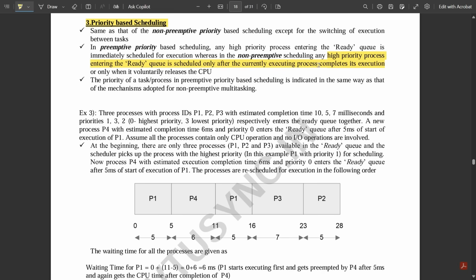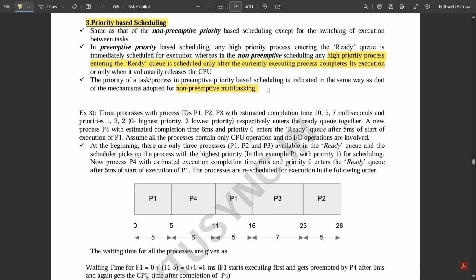So in priority based scheduling, they would give you a priority, and based on the priority it should execute the complete process. After that, only the next part of the scheduling is done. That is one important difference to note in this priority scheduling. It completes its execution or only stops when it voluntarily releases the CPU. The priority of the task or process in preemptive priority based scheduling is indicated in the same way as the mechanisms adapted for non-preemptive multitasking.